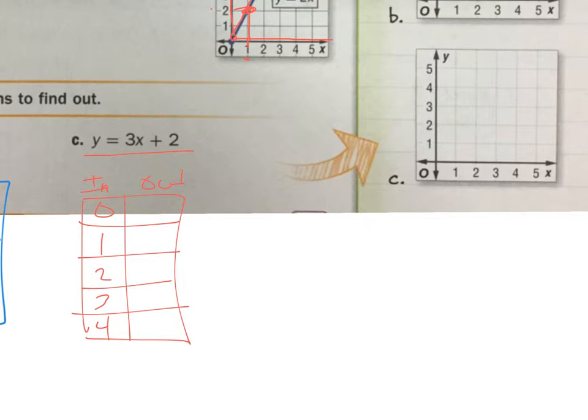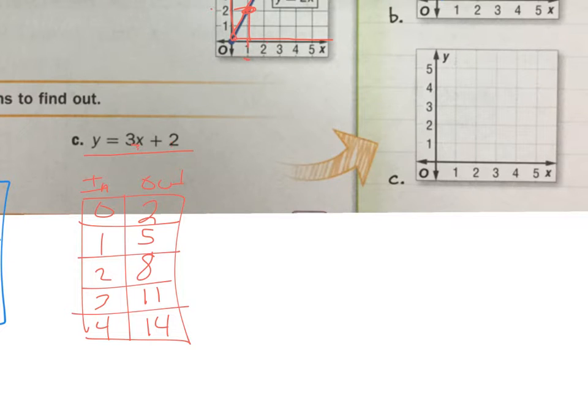So 0, 3 times 0 is 0 plus 2 is 2. 1 times 3 is 3 plus 2 is 5. 2 times 3 is 6 plus 2 is 8. 3 times 3 is 9 plus 2 is 11. 4 times 3 is 12, plus 2 is 14. Kind of see how it's going up 3 each time.